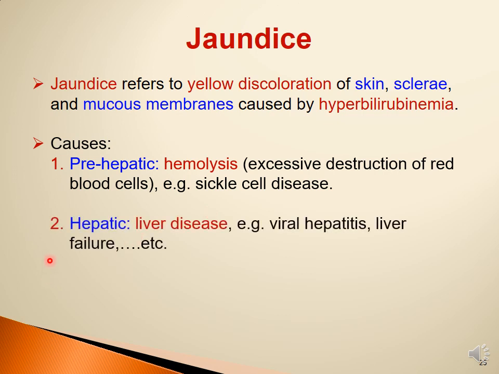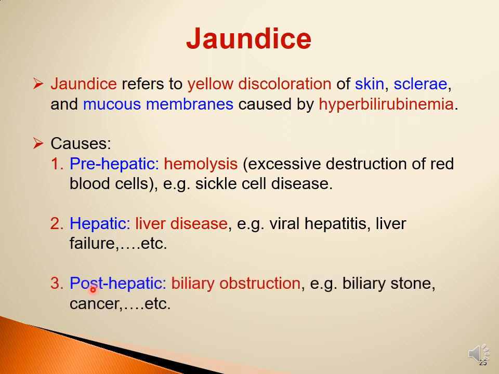We have another type of jaundice called hepatic jaundice. This is due to the decreased or limited ability of damaged hepatocytes or liver cells to deal with the normal amount of bilirubin that is produced by the destruction of red blood cells, like in liver diseases, viral hepatitis, liver failure, and so on. Then we have post-hepatic jaundice. This jaundice is usually caused by obstruction in the biliary tree, either by stone, by tumor, and other causes. So these are the different causes of jaundice in relation to the liver. We have prehepatic, hepatic, and post-hepatic.